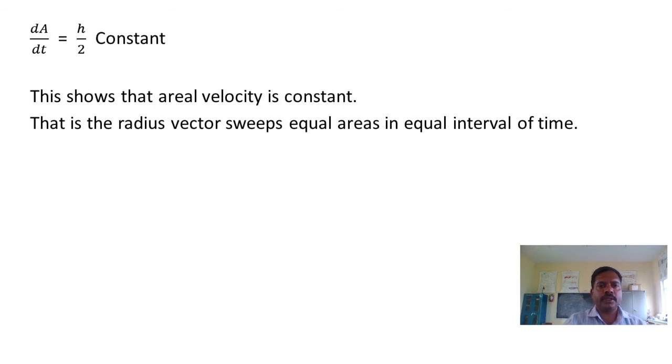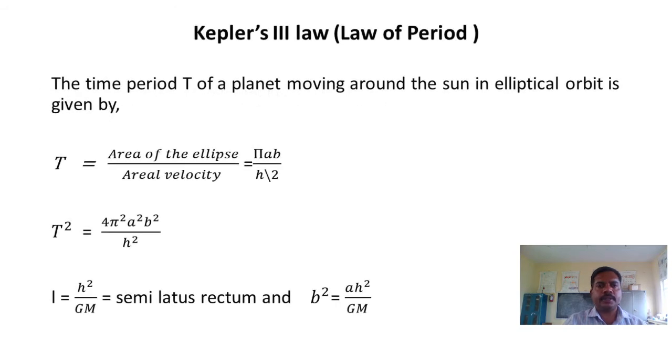constant. That is, the radius vector sweeps equal areas in equal intervals of time. Kepler's third law: the time period T of a planet moving around the sun in an elliptical orbit is given by T equals area of the ellipse divided by aerial velocity. So it is given by the equation pi A B by h by 2. That is, T square equals 4 pi square A square B square by h square.